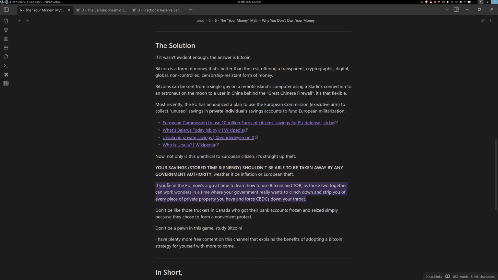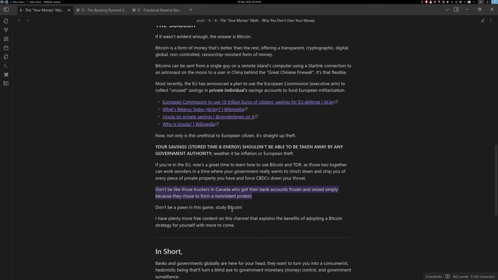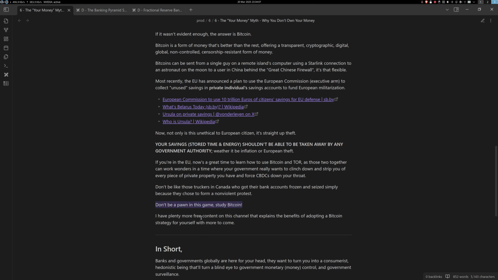If you're in the EU, I think now is a great time for you to learn how to use Bitcoin and Tor, as those two technologies can work wonders in a time where your government really wants to clamp down and strip you of every piece of private property you have and force CBDCs down your throat. Now, don't be like those truckers in Canada who got their bank accounts frozen and seized simply because they decided to form a nonviolent protest. Don't be a pawn in this game. Study Bitcoin. I have plenty more free content on this channel that explains the benefits of adopting a Bitcoin strategy for yourself, with more to come.